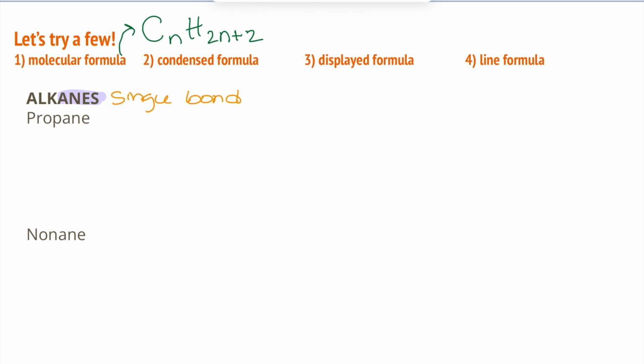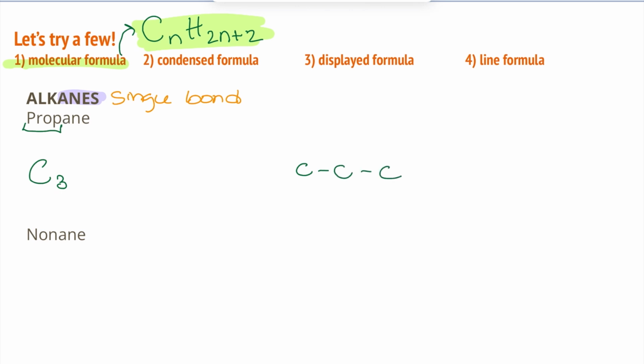As we're looking at these, you might want to start with the molecular formula, using that formula that's there. Or you might want to start with drawing out your displayed formula to figure out what that looks like, or to gather what you have here. So if we were to start with our displayed formula, prop means I'm going to have 3, so this is C3. So I'm going to start with a chain of 3 carbons.